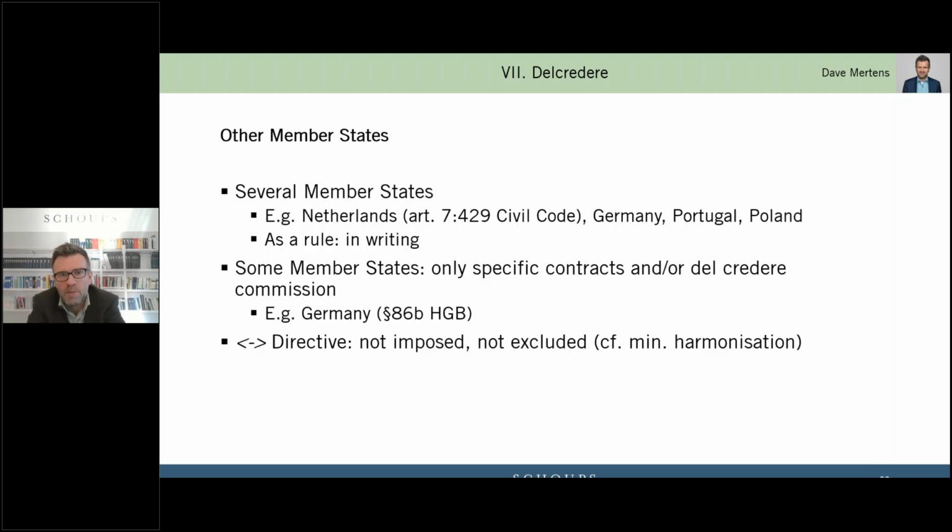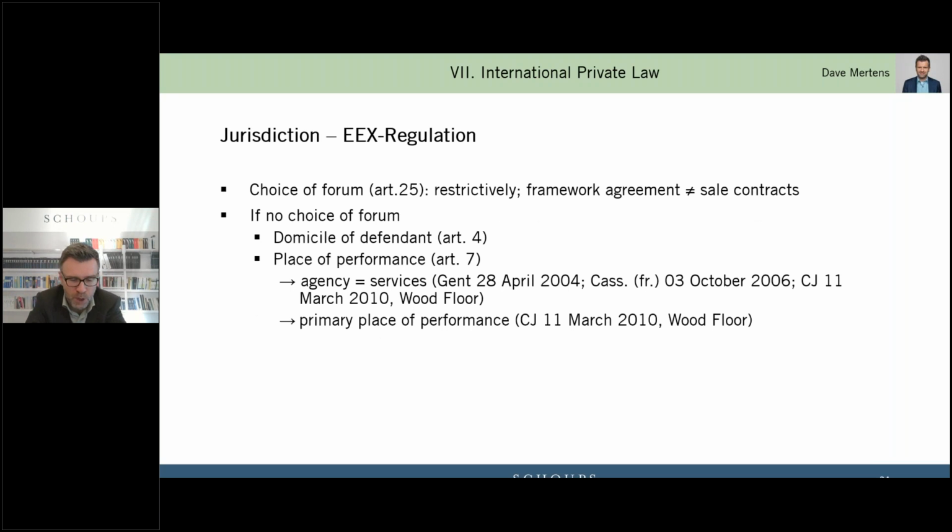A lot of other member states have also either prohibited it or limited the possibility of putting part of the insolvency risk for the customer with the agent. The directive is neutral on that. It says nothing about the creditor. It doesn't exclude it either. So member states are free to do their own thing.